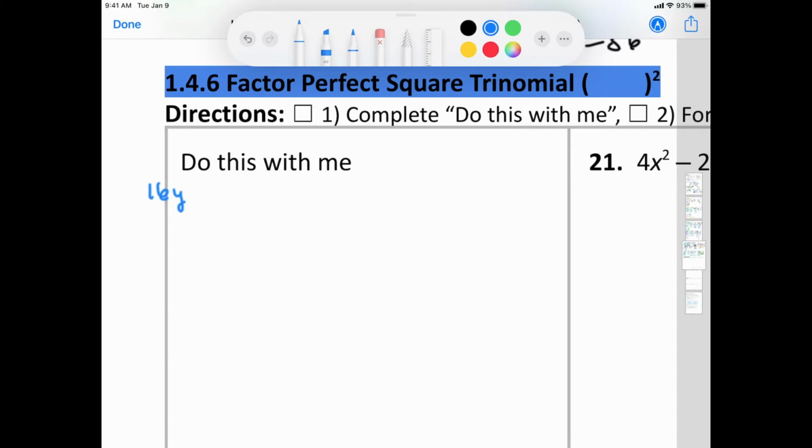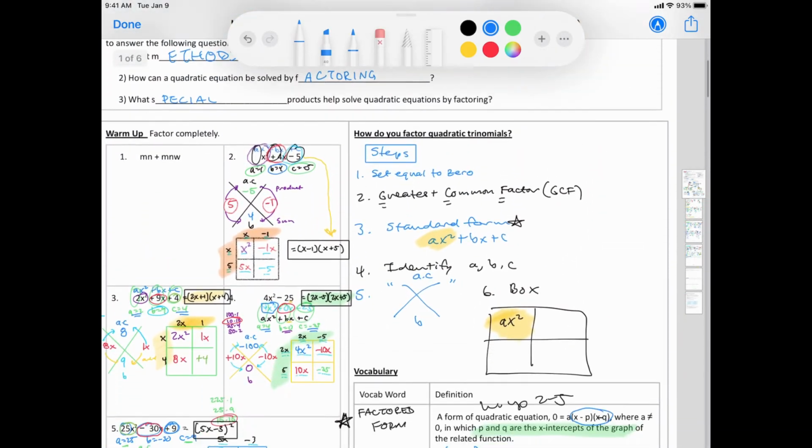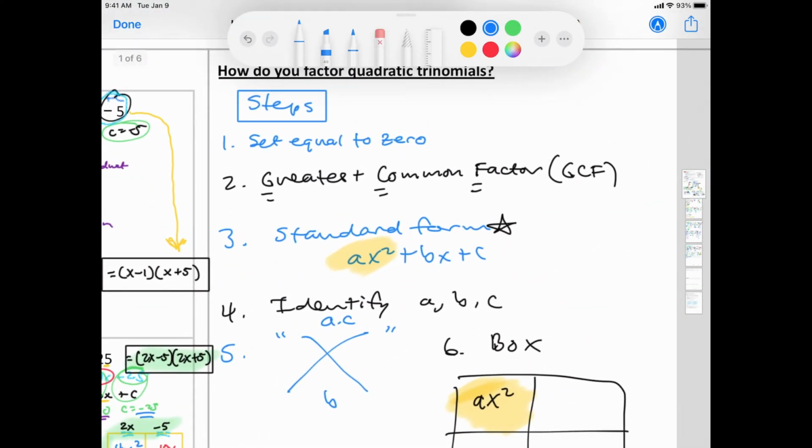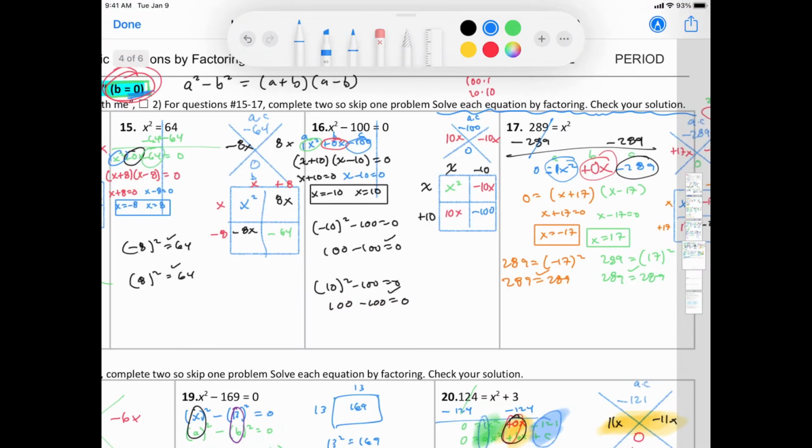It's crazy. Watch. That's my y. Has a little tail. And if you do the steps we had way before in the very beginning, up here, right? Make sure you're setting it equal to 0. Most of the time they haven't had the greatest common factor. Make sure it's in standard form where a is positive. Identify the a, b, and c. Do the x and the box. Sorry, those colors didn't save. My iPad. Wow. Okay.